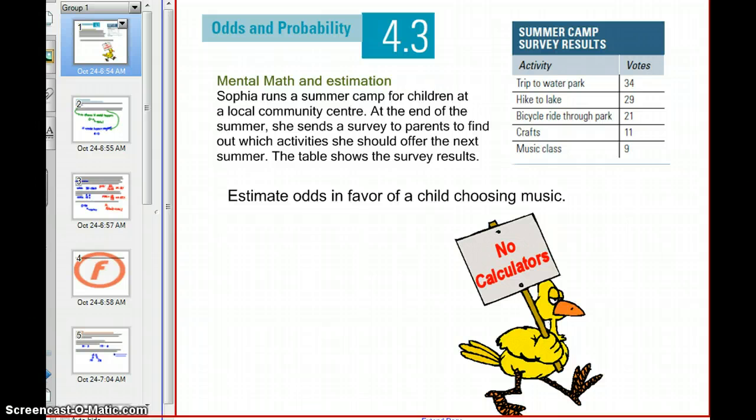So we have Sophia runs a summer camp for children at a local community center. At the end of summer, she sends a survey to parents to find out which activities she should offer the next summer. Here are the results. Estimate the odds in favor of a child choosing music.